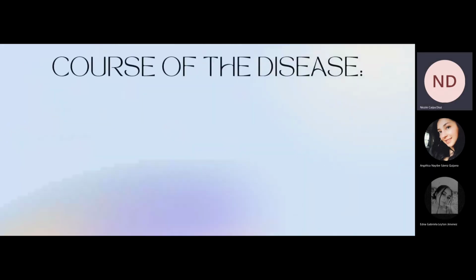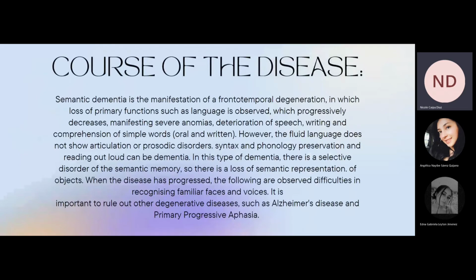The course of the disease: semantic dementia is the manifestation of a frontotemporal degeneration in which loss of primary functions, such as language, is observed, which progressively decreases, manifesting severe anomalies, deterioration of speech, writing, and comprehension of simple words, oral and written. However, the fluent language does not show articulation or prosodic disorders, syntax and phonology are preserved, and reading out loud can be maintained.